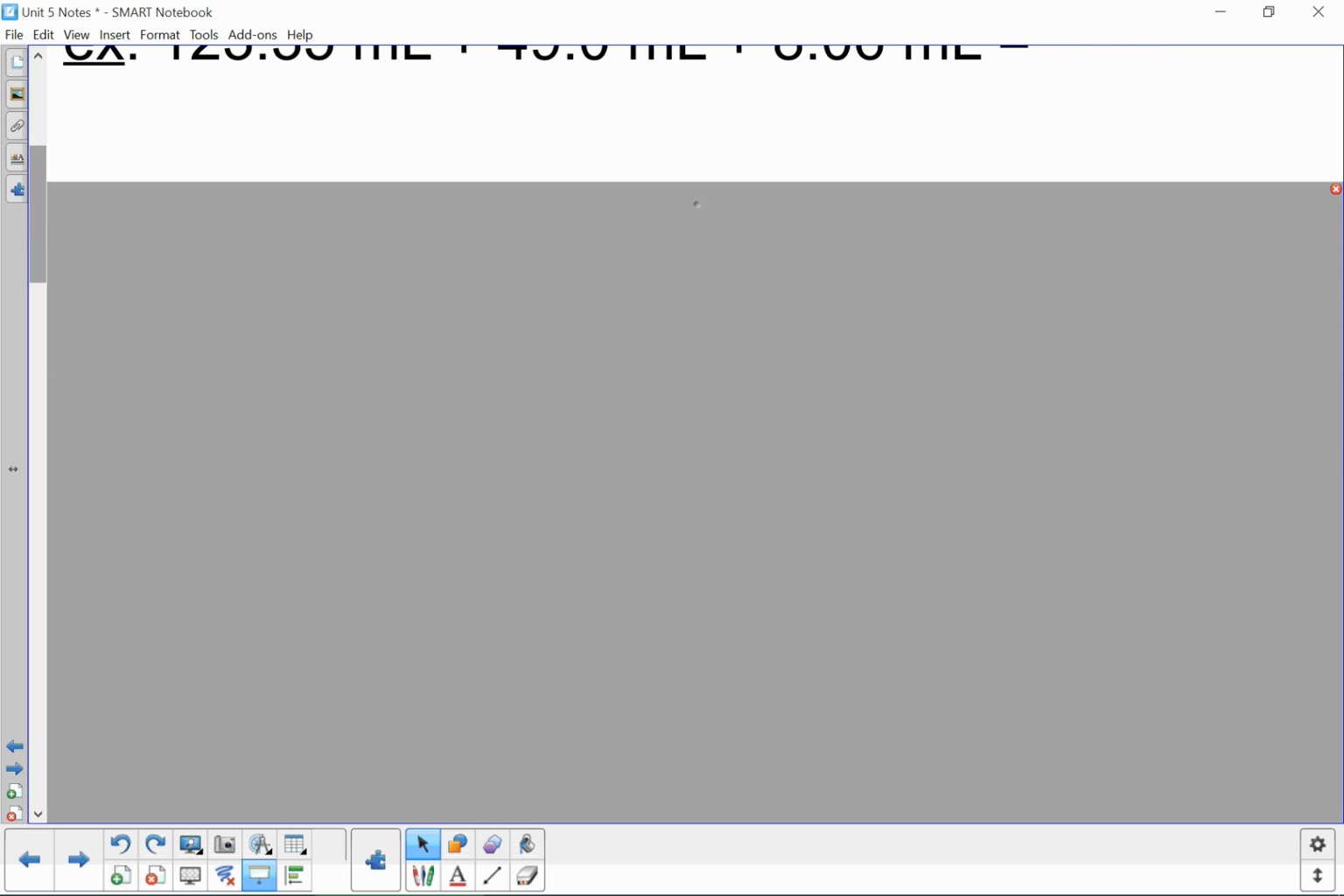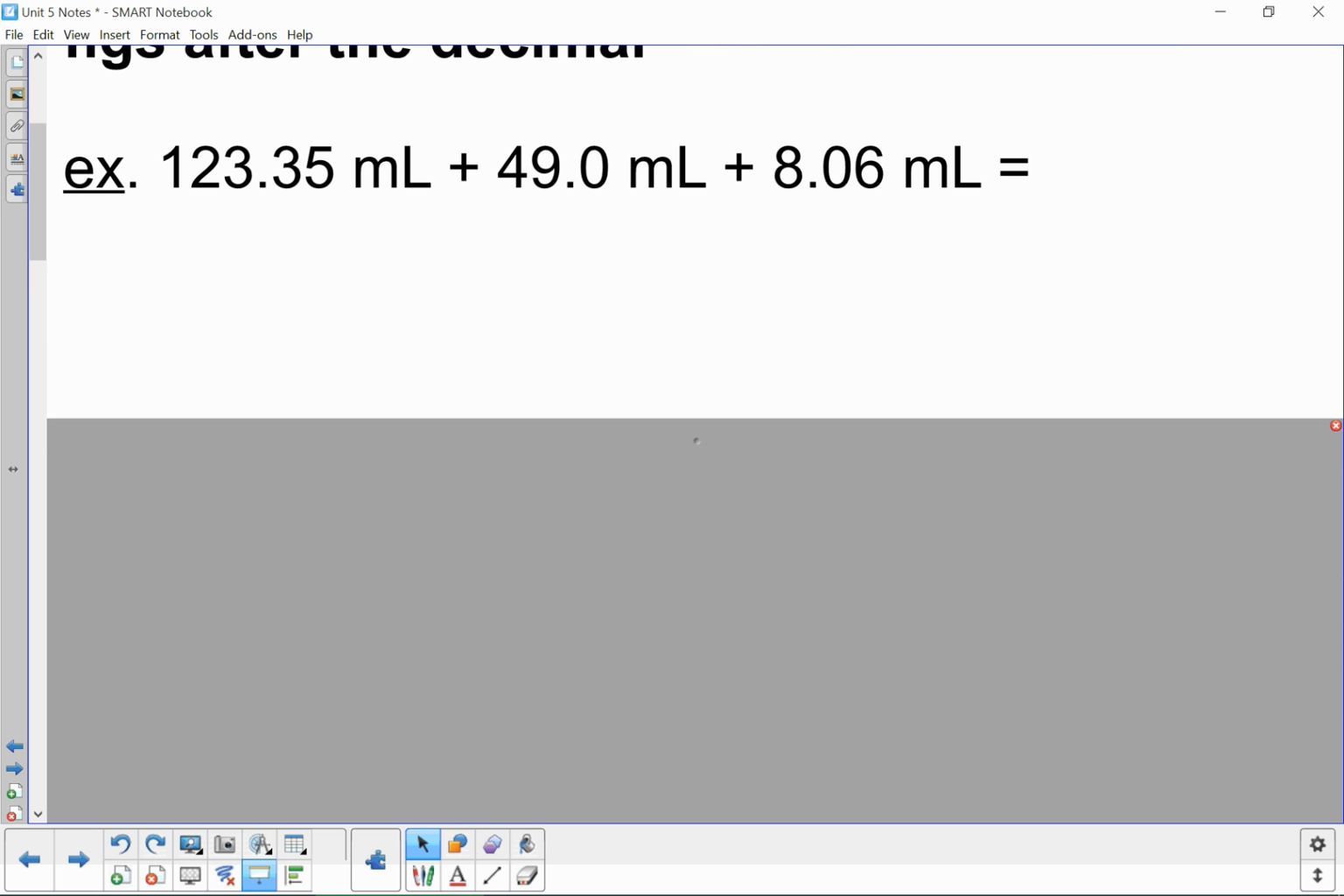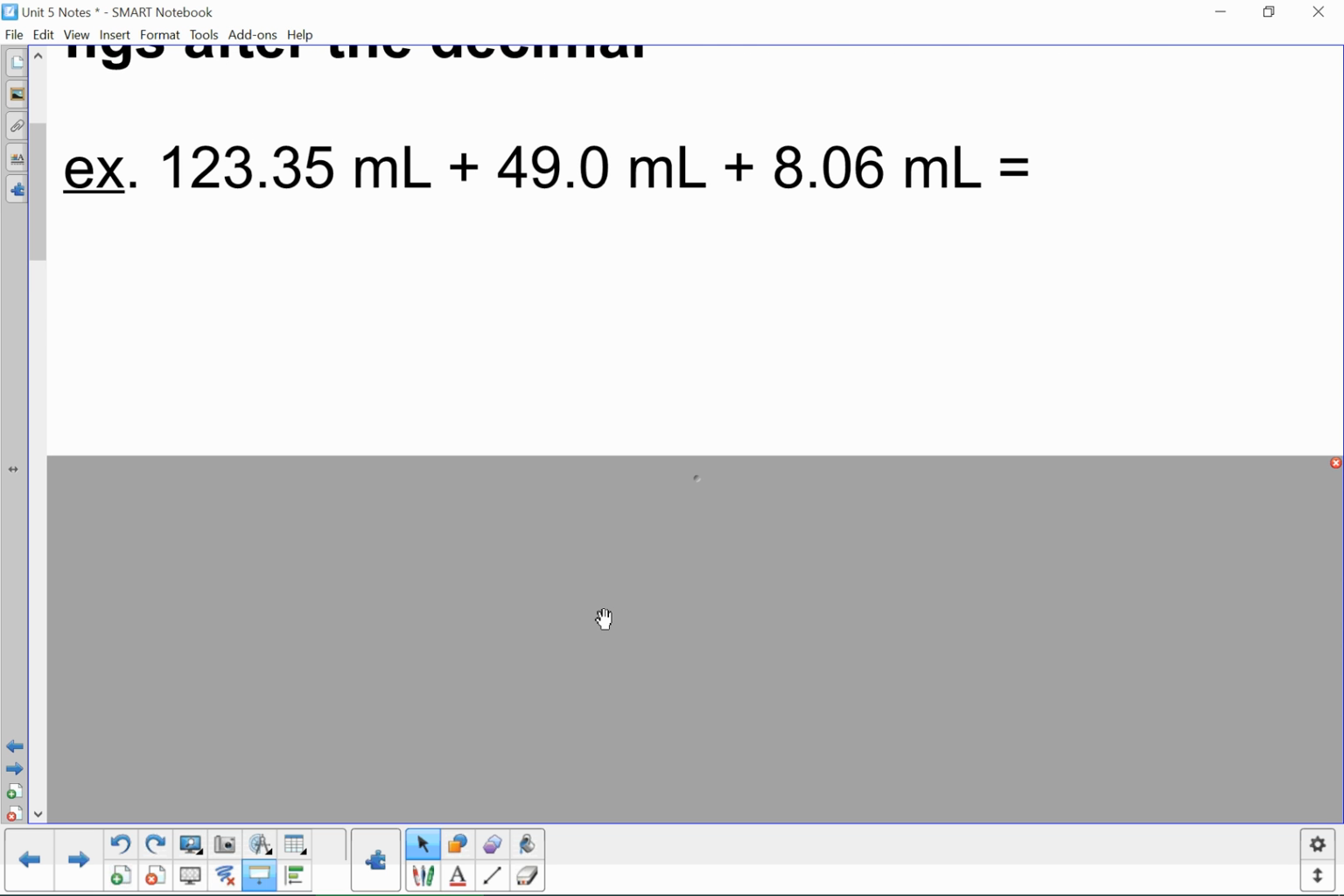So if you look at this first one, you can go ahead, grab your calculator, and just put that whole thing into your calculator. Just add up those three numbers. And it says that you get 180.41. But we have to look at the sig figs with the rest of the numbers to figure out where we're going to round our answer.